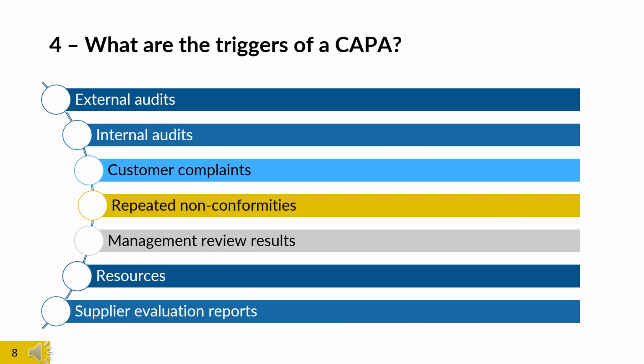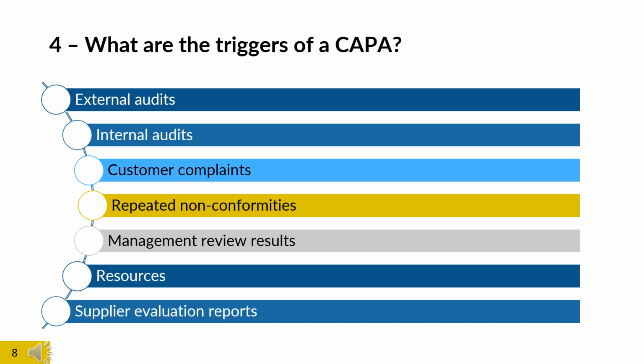Point 4, what are the triggers of a CAPA? So the triggers of a CAPA can be, but are not limited to, external audits, internal audit reports, customer complaints, repeated nonconformities, like for example, incoming goods inspections, management review results that can trigger a CAPA, resources like personnel and infrastructure. You have supplier evaluation reports.